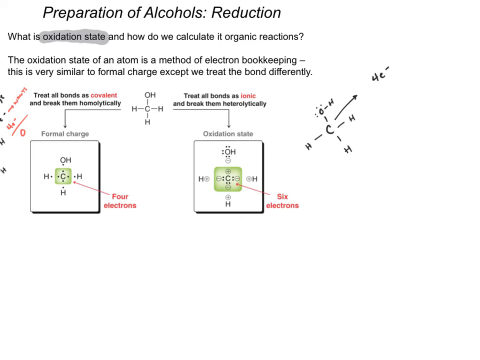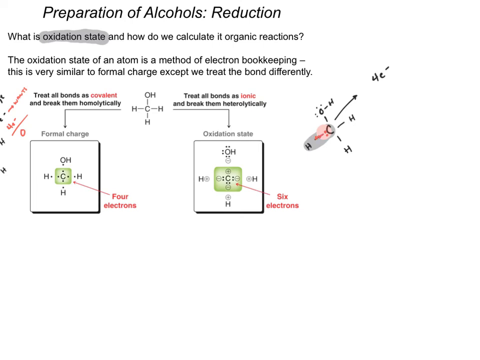Now what we're going to do is heterolytically cleave all these bonds. To do that, we give the more electronegative atom in the bond all of the electrons from the bond. For example, in this carbon-hydrogen bond, to determine who gets those electrons, I figure out who is more electronegative. Between carbon and hydrogen, carbon is more electronegative, so I'm going to give all of those electrons to carbon in that bond.